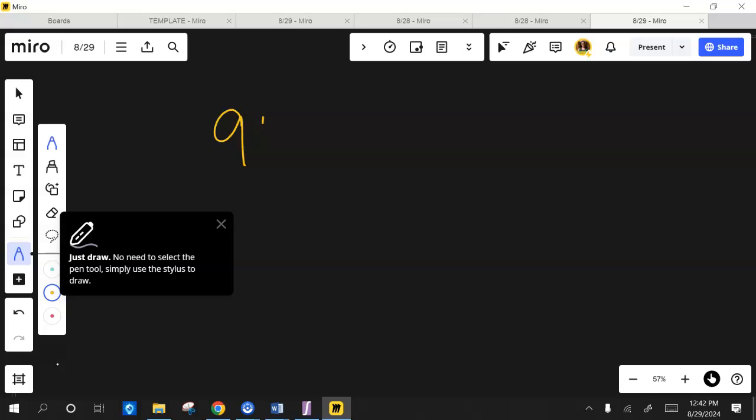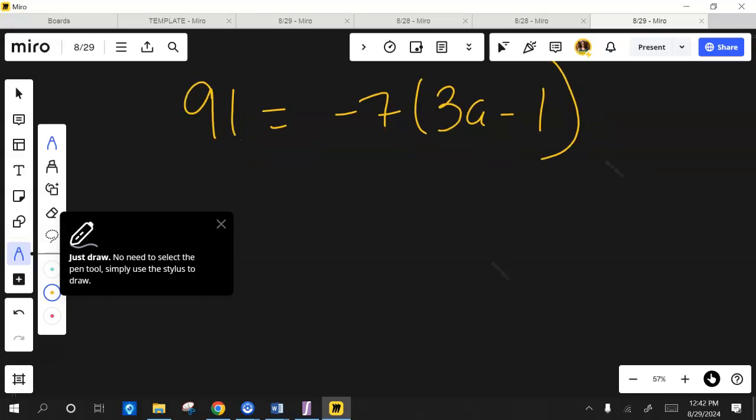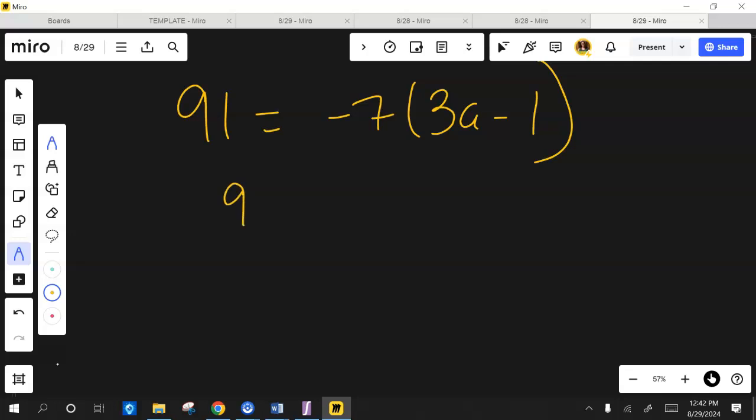Look at number 2. What should I do first? Distribute, because I always distribute if I can, yes? All right, how do you know that you can distribute here? The parentheses, right? What do I get when I distribute that -7 through? -21a, and what is -7 times -1? Be very careful. +7.